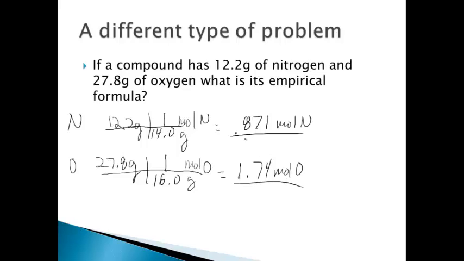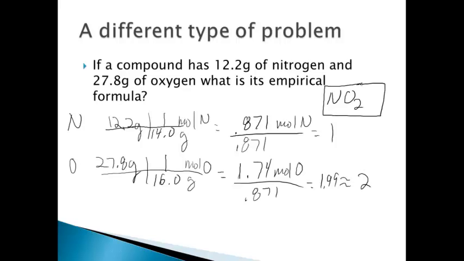So, convert grams to moles. Our next step is divide by the lowest number, which is this 0.871. For this one, it's going to give me 1. If I divide by my 0.871 down here, so 1.74 divided by 0.871 is going to give me 1.99, which is approximately 2. Alright, on this one I have whole numbers, so my formula is N1O2, and I have my empirical formula.